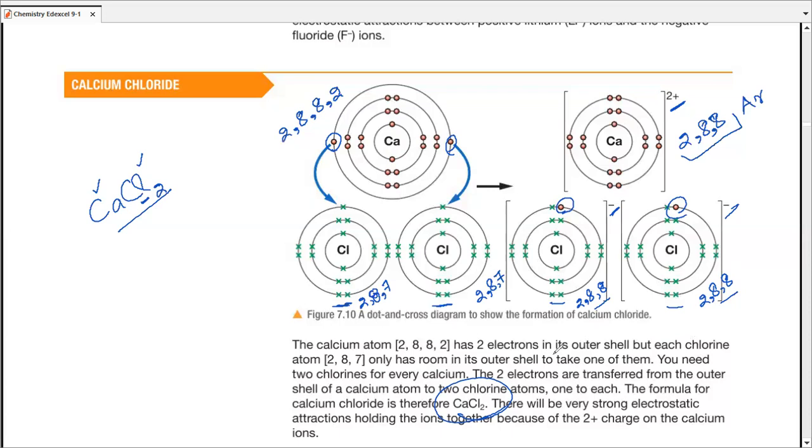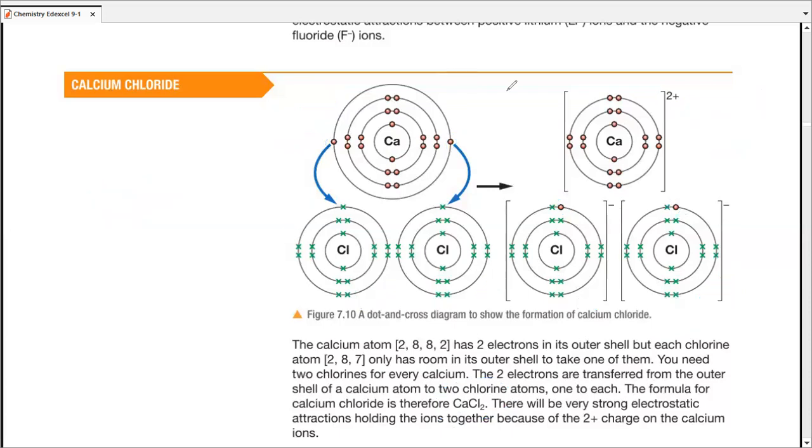Any questions from this diagram, or can we move on? We can move on. Okay, good, great.